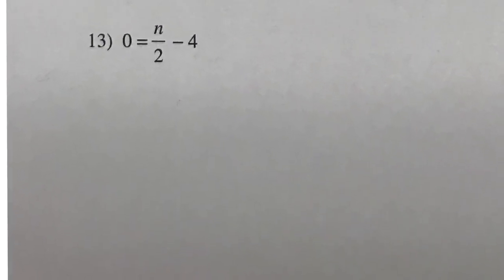13. Last two. Here we go. 0 equals n divided by 2 minus 4. All right, well, we want to get n over 2 by itself, right? I want to get the coefficient and variable by themselves. So I'm going to work with the constant. What would be the inverse operation of -4? I would add 4, right? If I add 4 to -4, I get 0.